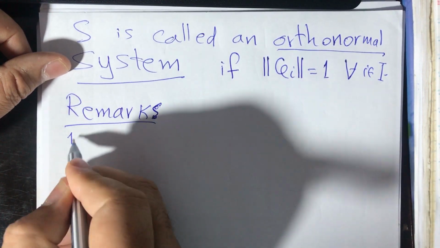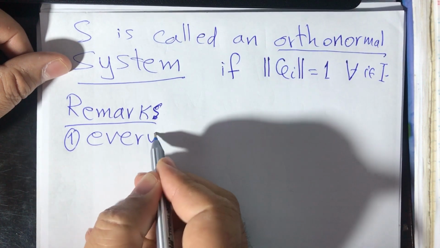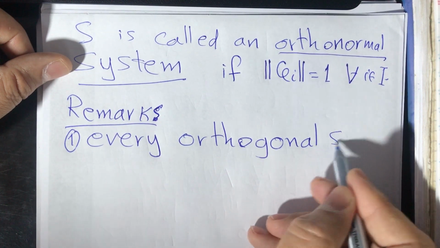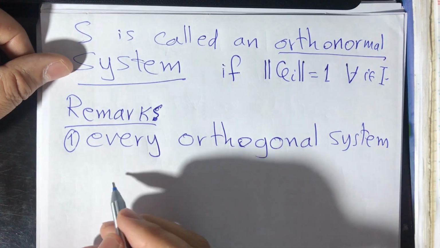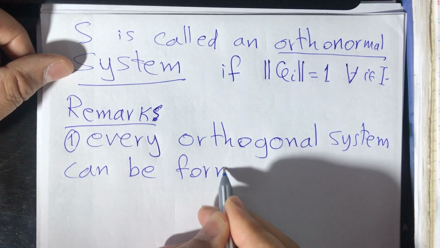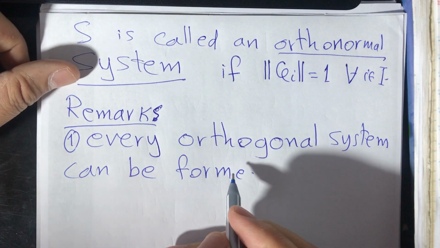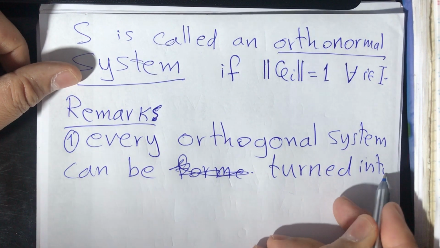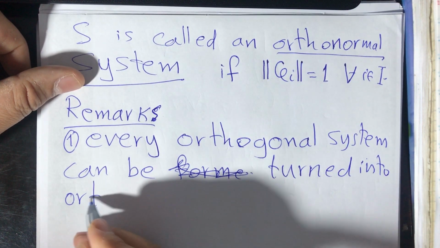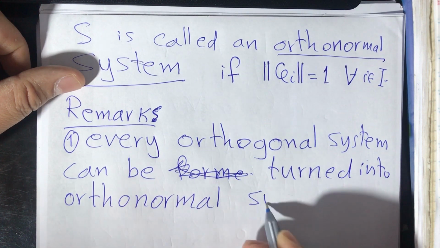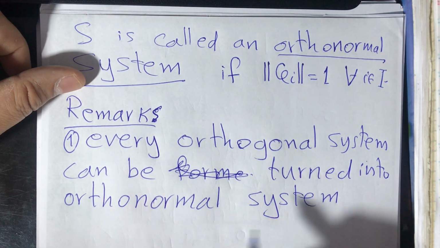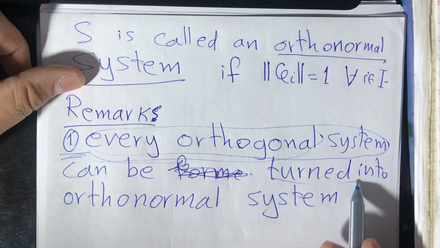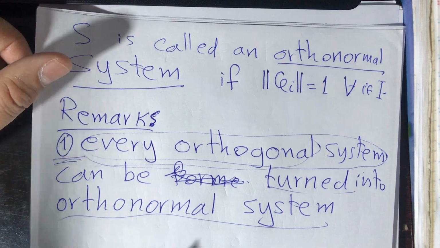Remarks. Number one: every orthogonal system can be turned into an orthonormal system. This is the remark. Every orthogonal system can be turned into an orthonormal system. This needs to be checked.